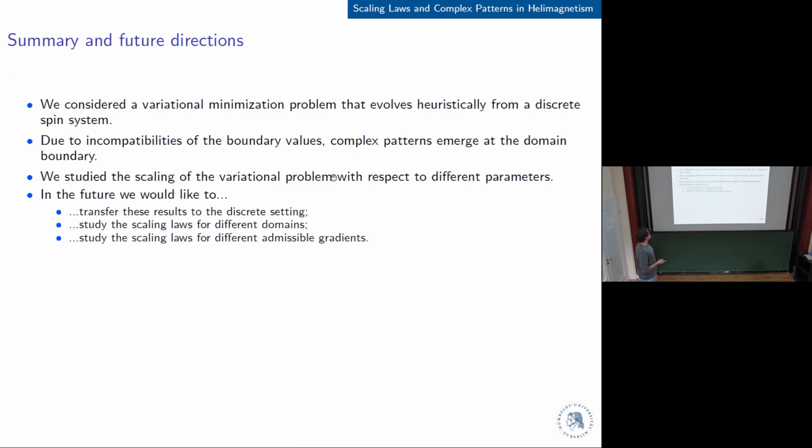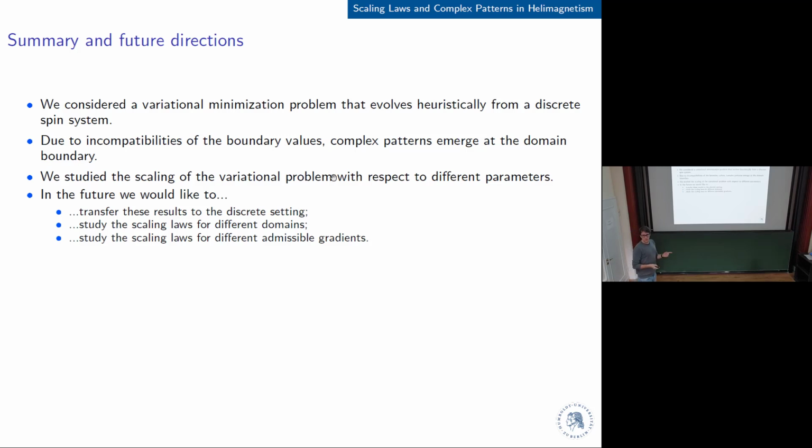Okay, so with this, let me wrap up. What we did is we considered this variational minimization problem that, at least heuristically, and you can also prove it rigorously, comes from a discrete spin system, and so it is expected that there are patterns forming close to the domain boundary due to incompatibilities of the set of preferred gradients and corresponding boundary conditions. And we study this in terms of the scaling law. And then, of course, in the future, there are things to do.